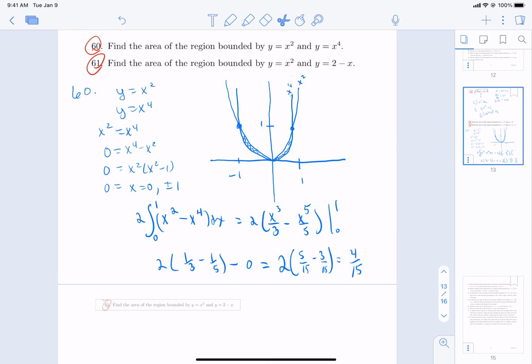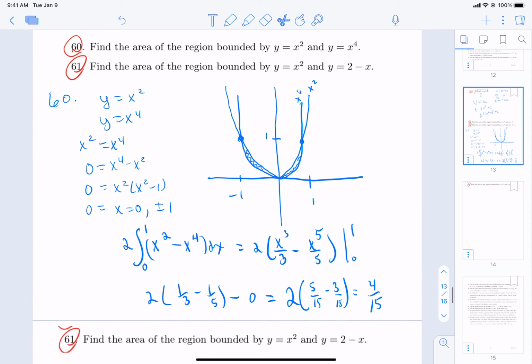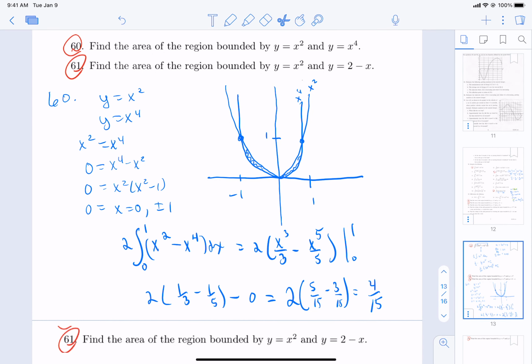That's all I do. Just trying to make it bigger. There we go. Any questions about 60 before we move on to 61? Yeah, definitely. I'll make it a little bit bigger. Yes. Yeah, go ahead.